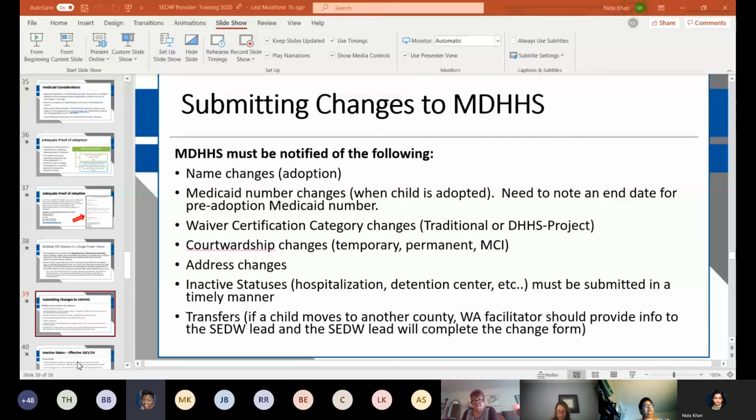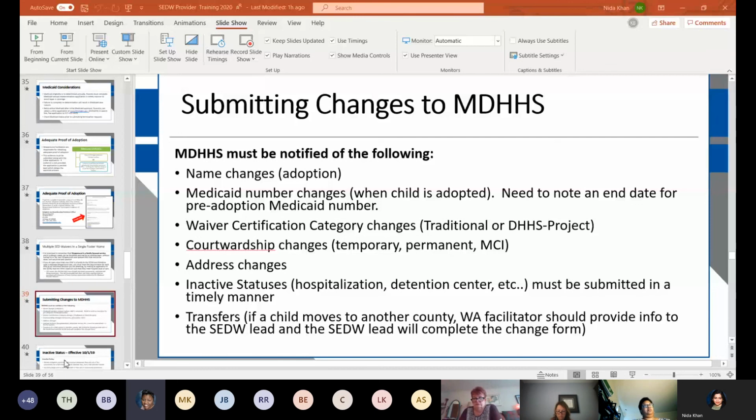Inactive statuses, very important, have recently changed as well. With the SED waiver, anytime the child is out of the home for a 24-hour period, you want to let the wraparound facilitator know. But in order to be made inactive right now, which I believe we're covering later so I won't go too much into that, they have to be out for a specific time before anything happens.